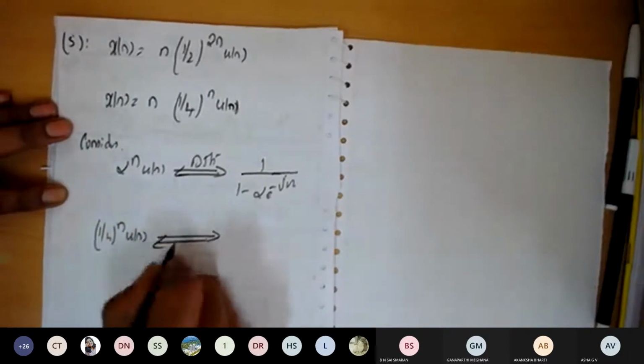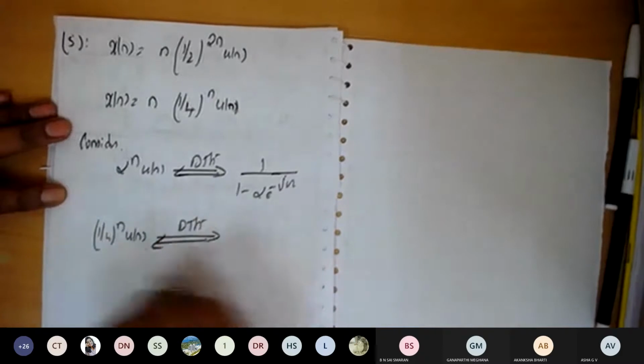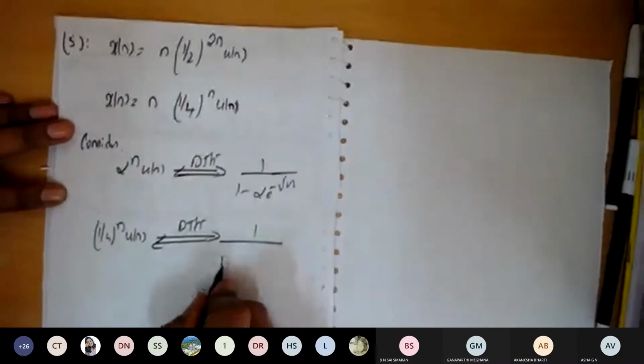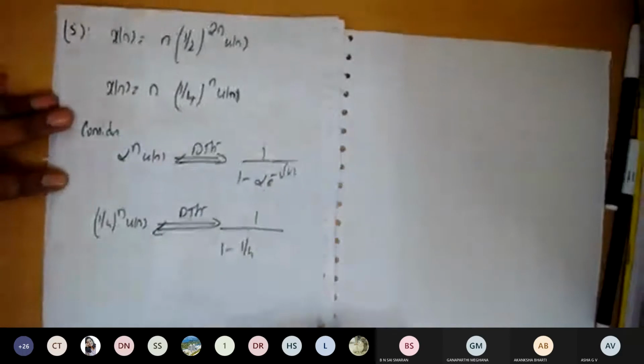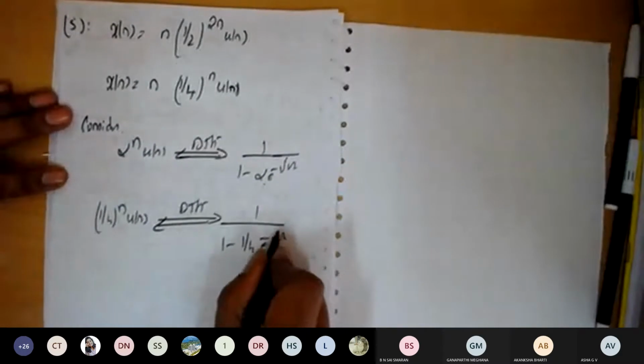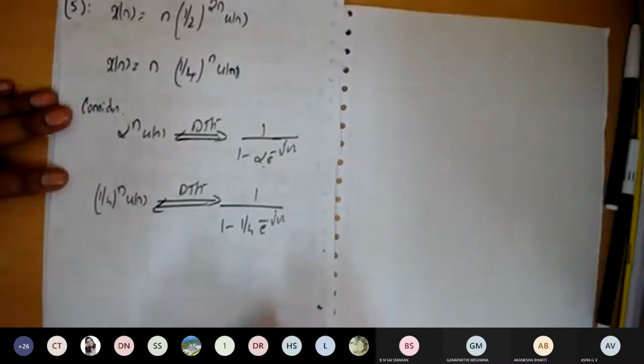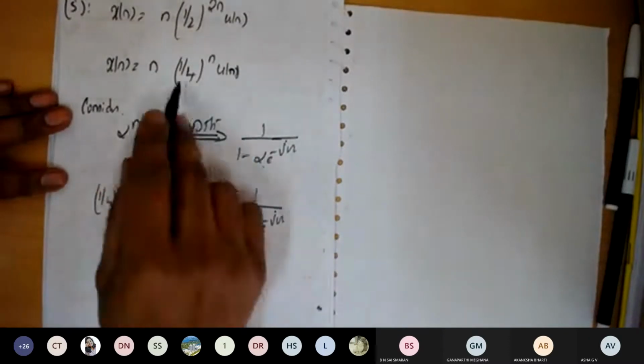So already we have done this problem. I did a similar kind of problem here. So now by applying the properties we are doing this. In place of alpha we have 1 by 4. It will become 1 divided by 1 minus 1 by 4 into e to the power of minus j omega. So we got the DTFT of this one.